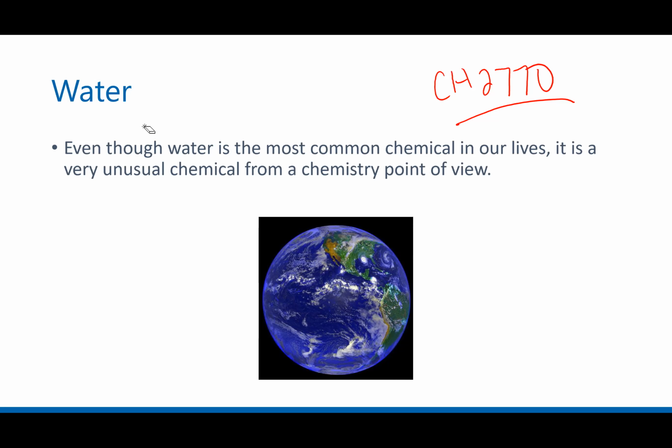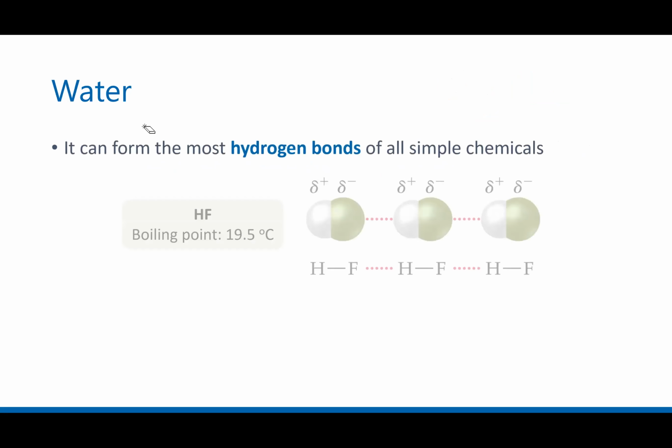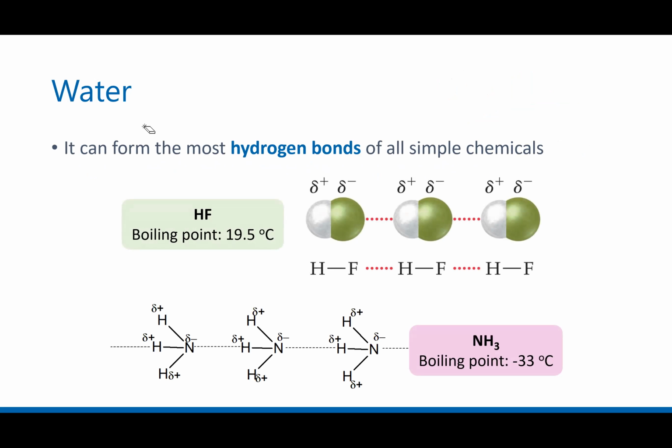Okay, so water. Again, in Chemistry 2770, most of that course is based on water quality. And water is such a cool chemical. Even though water is the most common chemical in our lives, from a chemistry point of view, like a physical property point of view, it is such an interesting chemical. It's really amazing. And most of the amazing features or properties of water are due to the hydrogen bonding.